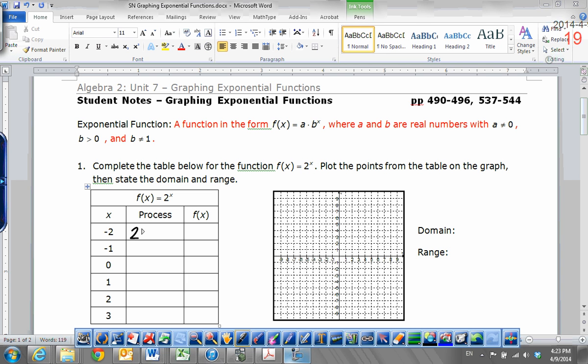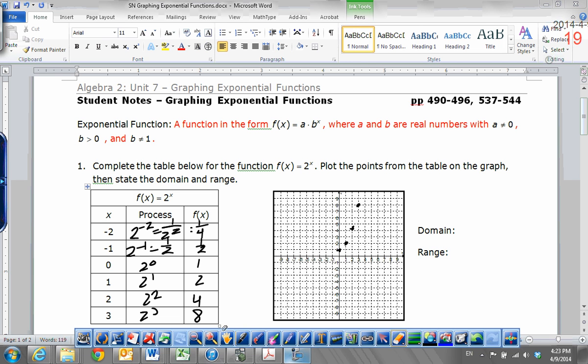This would be 2 to the negative second, which is 1 over 2 squared, which we know is 1/4. Same thing, 2 to the negative 1 would be 1 over 2, which we know is 1/2. 2 to the 0 power is 1. 2 to the first power is 2. 2 squared is 4. And 2 to the third power is 8. So our graph, we have 3, 8, 2, 4, 1, 2, 0, 1, looks something like, oh, I missed.